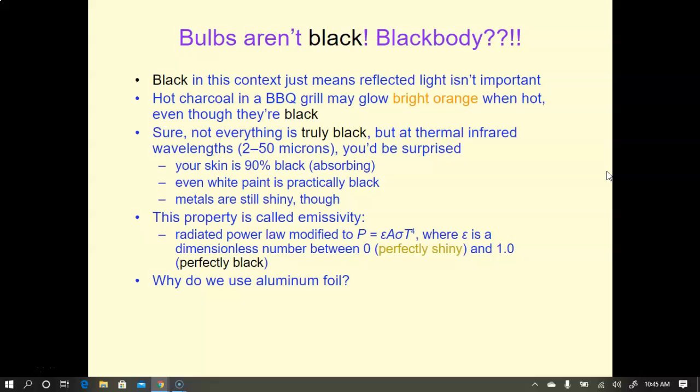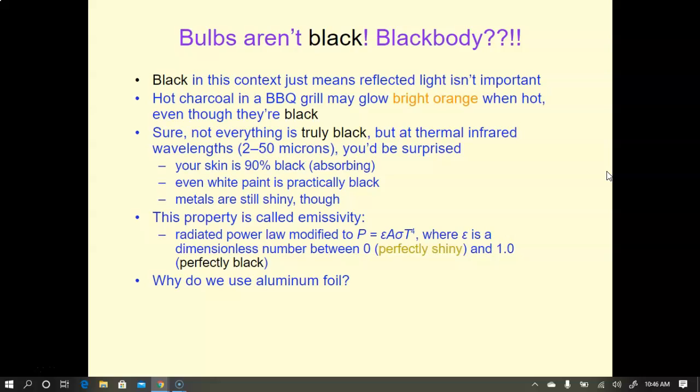Not everything is truly black, but if you look at it on a small enough scale where it's actually interacting with infrared wavelengths, then it's actually kind of surprising how black things are there. So our skin at that scale is 90% black, which means that it's absorbing most of the light and only radiating off a small amount. Even something like pure white paint at that scale is practically black. So that's where the term actually comes from.